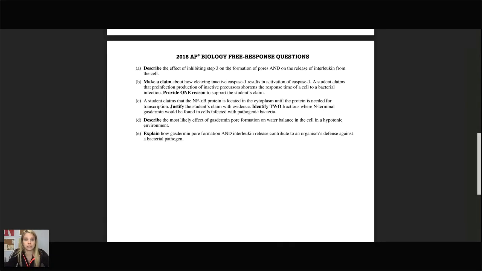Part C, a student claims that the NFKB protein is located in the cytoplasm until the protein is needed for transcription. Justify the student's claim with evidence. Identify 2 fractions where N-terminal gasdermin would be found in the cells infected with pathogenic bacteria. Part D, describe the most likely effect of gasdermin pore formation on water balance in the cell in a hypotonic environment. And part E, explain how gasdermin pore formation and interleukin release contribute to an organism's defense against a bacterial pathogen.